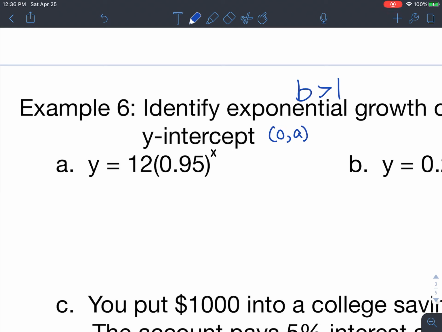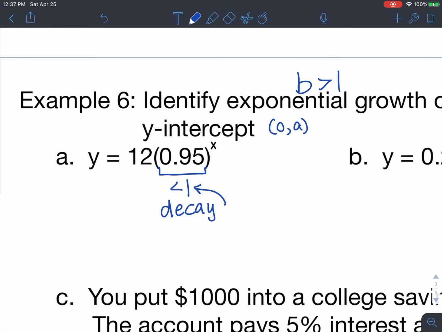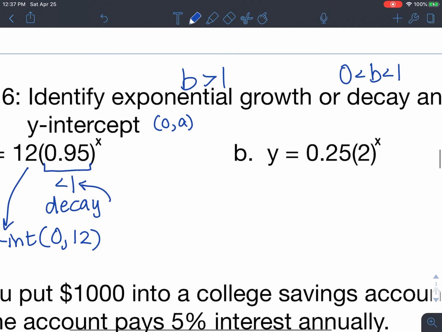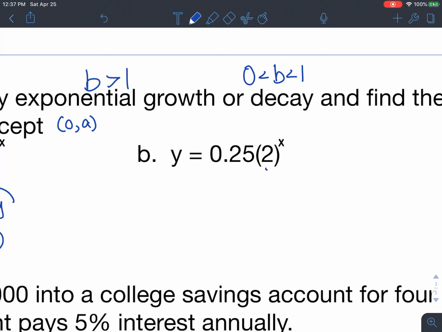Okay, so let's look at this first one. Is this growth or decay? So we're going to look inside here. Is this less than 1? Yes. So this is decay. And because the b number is less than 1. The y-intercept is this number sitting out here. So the y-intercept is 0, 12. That's it. Okay, let's come over here.